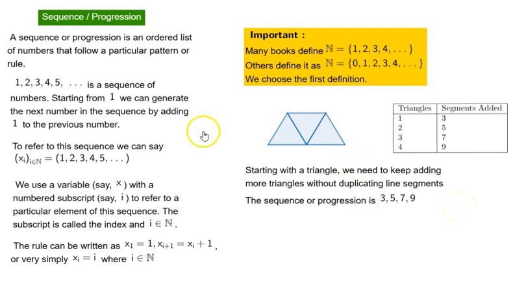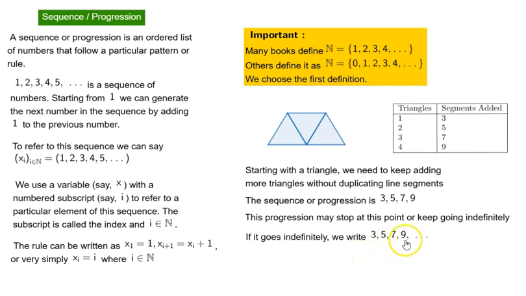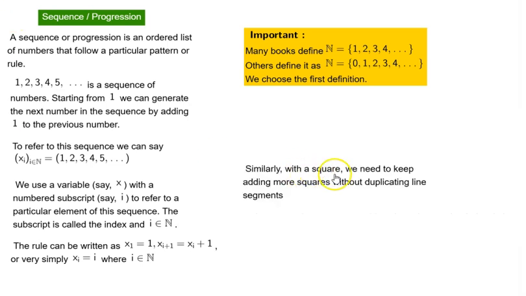In tabular form, this is how it would look. 1 triangle, 3 segments; 2 triangles, 5; 3 triangles, 7; 4 triangles, 9. This progression may stop at this point or keep going indefinitely. If it goes indefinitely, we write those dot dots to signify that there are more numbers in the sequence. Now, similarly, with a square, we need to keep adding more squares without duplicating line segments.